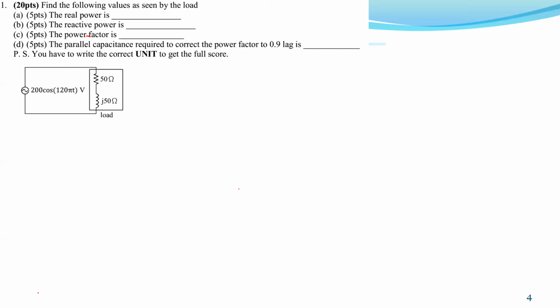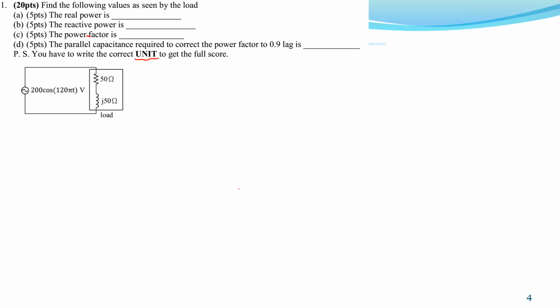The third problem is this. It asks you to calculate the real power of this circuit, the reactive power of this circuit, the power factor, and the fourth is the parallel capacitance required to correct the power factor to near 0.9 lag, and you have to write the correct unit to get a full score.